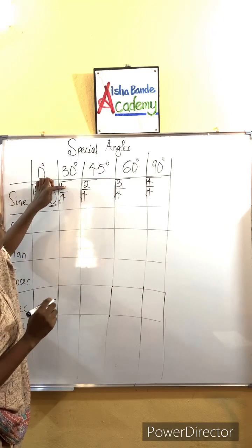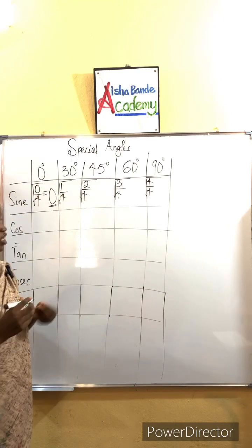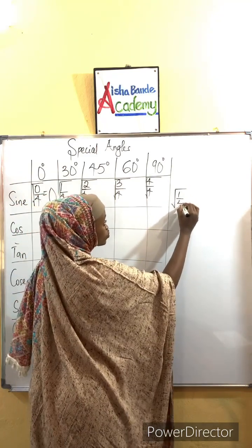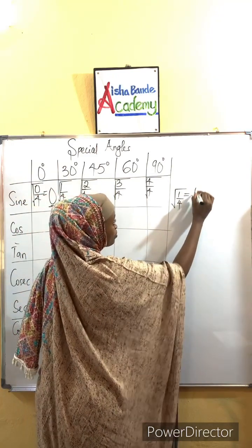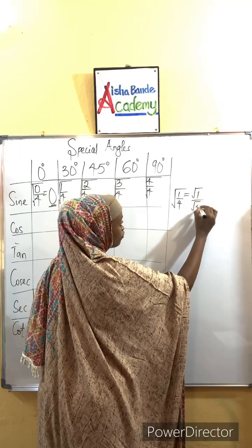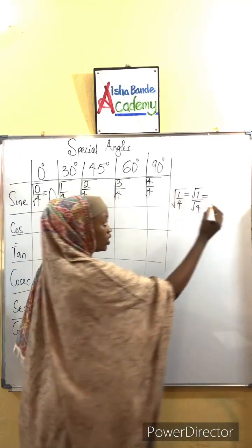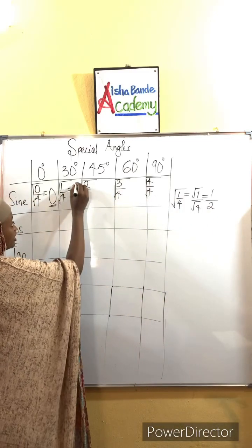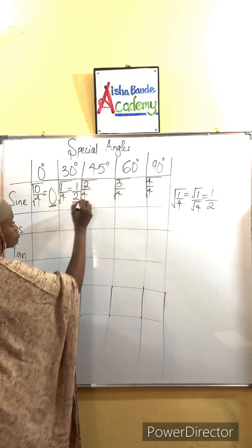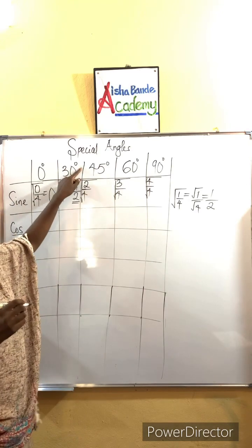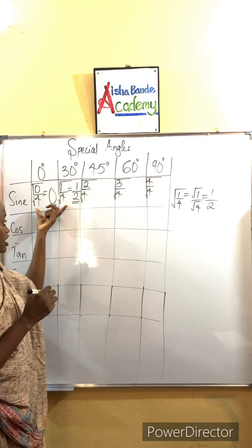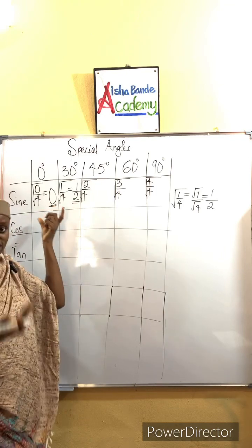We have square root of 1 over square root of 4. If you agree with me, this is the same as saying we have square root of 1 over square root of 4, where the square root of 1 is 1 and square root of 4 is 2. So here, our answer is 1 over 2. So what this means is sine 30 is 1 over 2. I'm just writing out this here as a guide, okay?